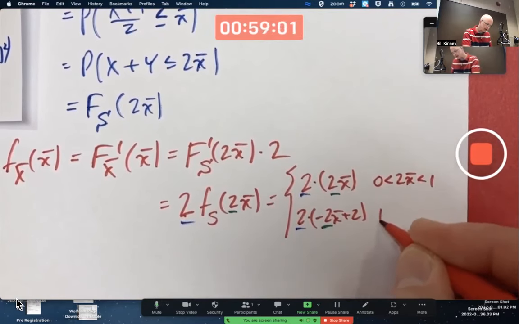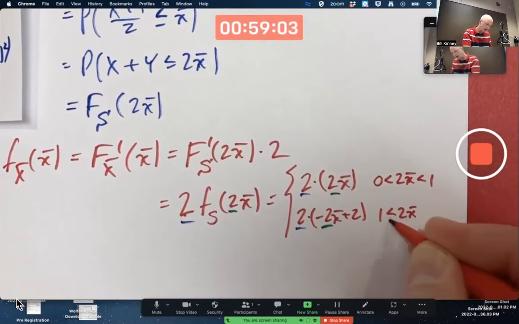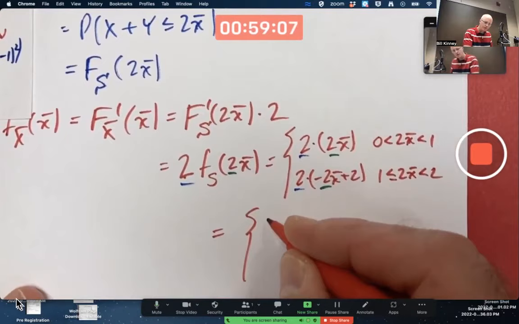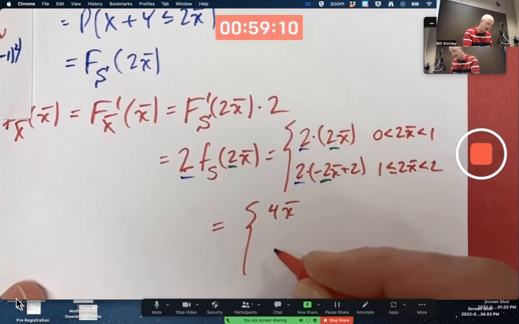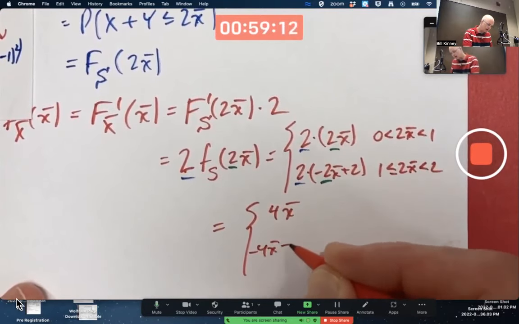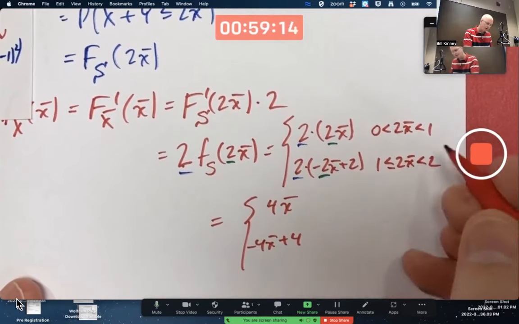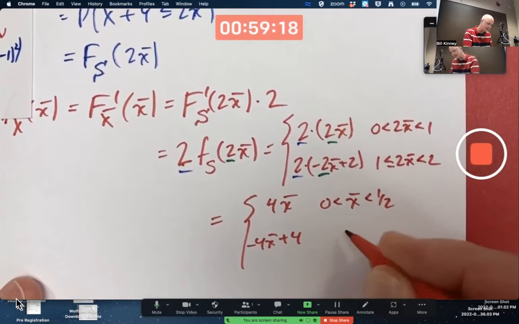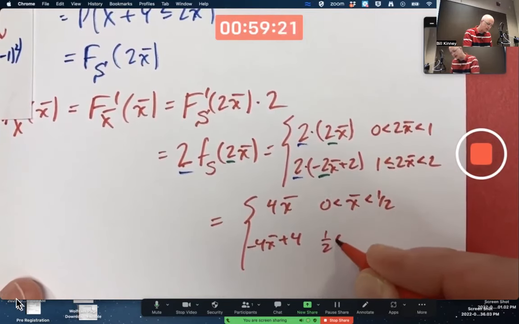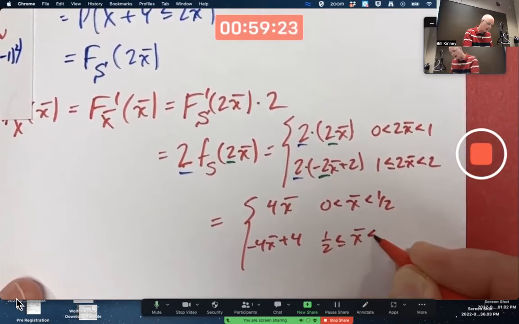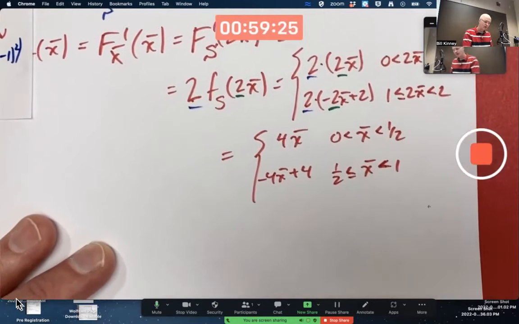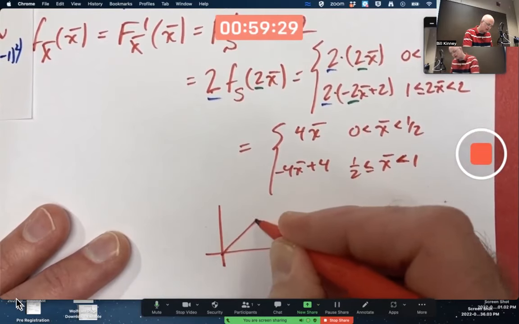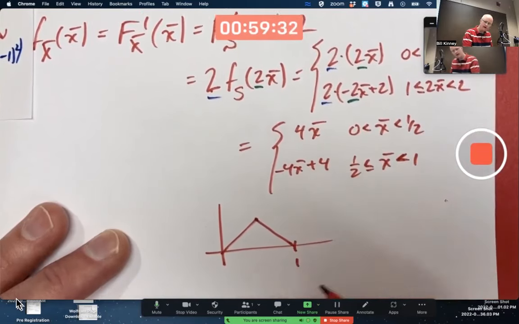And 2x̄ between 1 and 2 here, which simplifies to 4x̄ and −4x̄ + 4. The first inequality is equivalent to saying x̄ is between 0 and 1/2, and the second one's equivalent to saying x̄ is between 1/2 and 1.